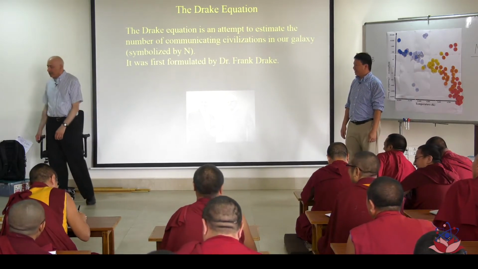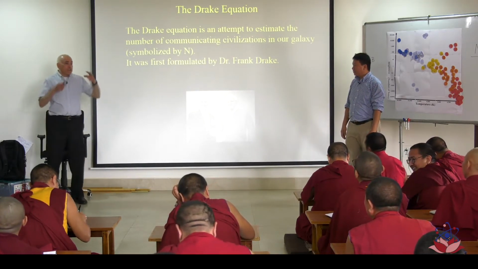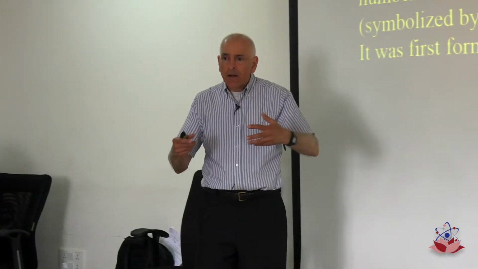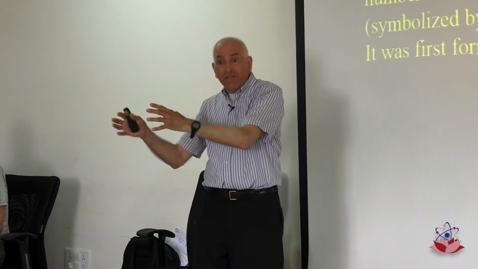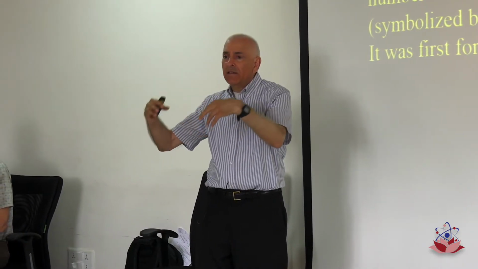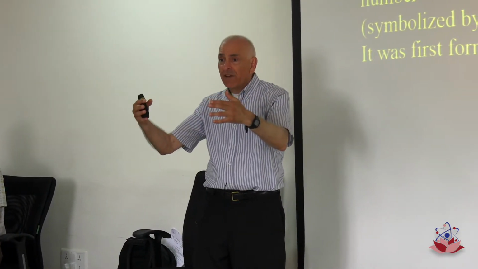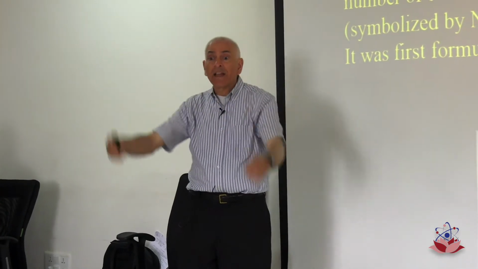So Frank Drake, the equation he developed basically looks at 7 different factors that could affect how likely it is for there to be life somewhere else in our galaxy.